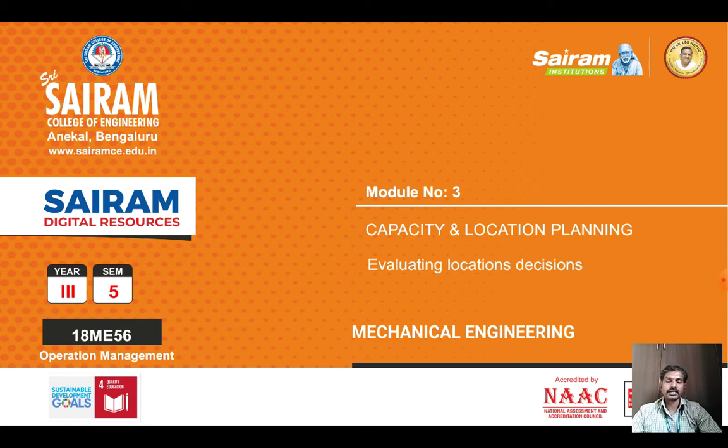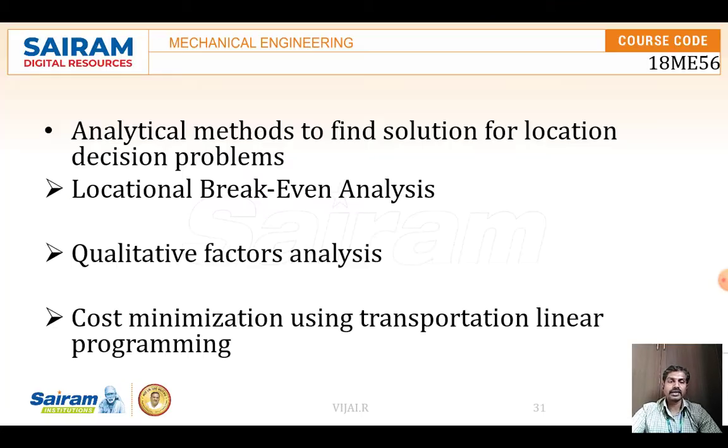Location planning normally depends upon raw material availability, labor availability, water supply availability, and the availability of transportation and communication, all similar topics which are needed for the development of your industry. And whenever we need to construct a new plant or develop our existing plant, this capacity and location planning is very important.